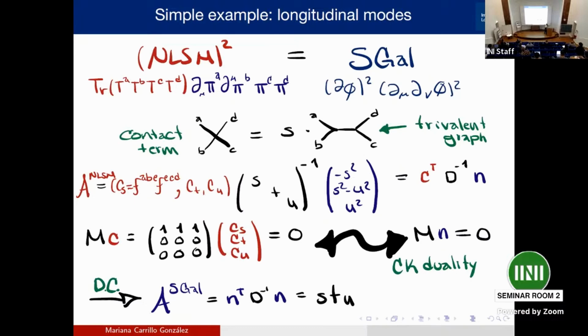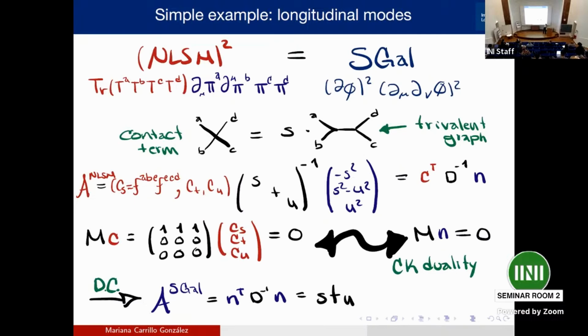Okay, so back to the nonlinear sigma model. So we have this contact term, but I said that we want to write things as a sum of trivalent graphs. So basically, we need to multiply by a 1. Just the Mandelstam variable s over s, and now we pretend that this is actually a propagator in the middle, and now we write that contact term as something with a propagator. Once you do that, you can write your scattering amplitude of the nonlinear sigma model in the following way.